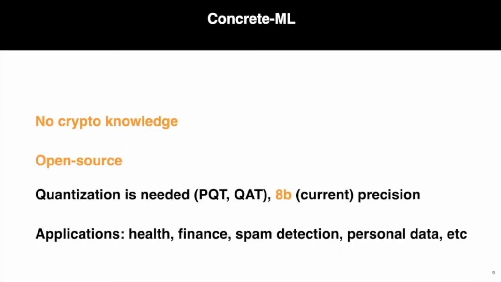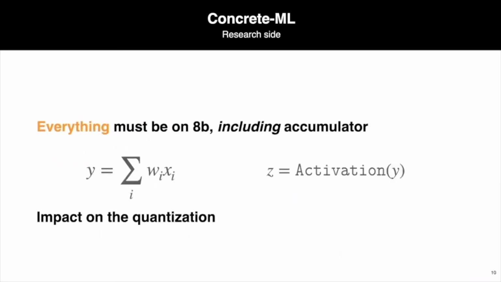So yes, I told you that there are some complicated research points in our team. So I'm going to say a few words about it, but I can't extend it as much as I would want. So the main point, let's say, of difficulty for us is that everything must be on 8 bits. I told you it's because of the limits of the Concrete library. So we have to follow these constraints.